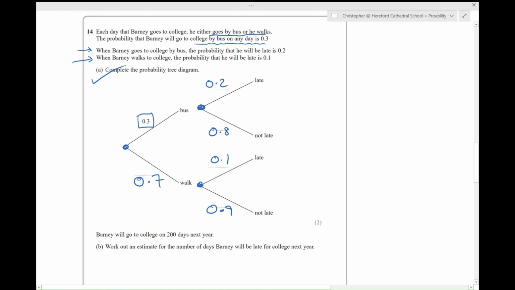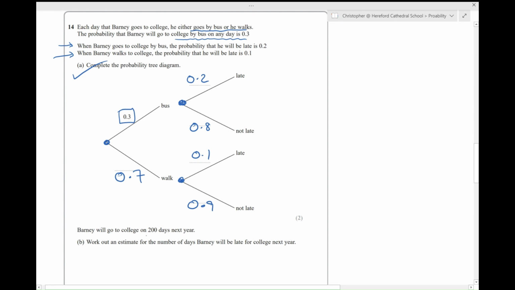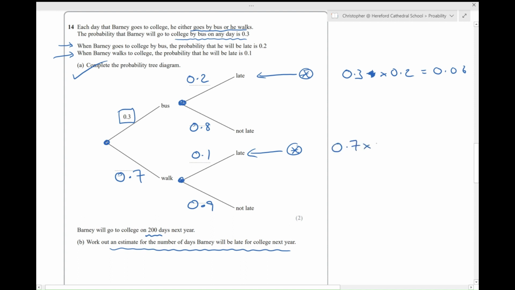Done that. Barney will go to college on 200 days next year. Work out an estimate for the number of days he'll be late. Well, let's see, when is he late? He's late here and here. So the probability of him being late is the probability of getting to this outcome or to that outcome. The probability of getting to this outcome is 0.3 times 0.2, 0.06, and the probability of getting to this outcome is 0.7 times 0.1, 0.07.